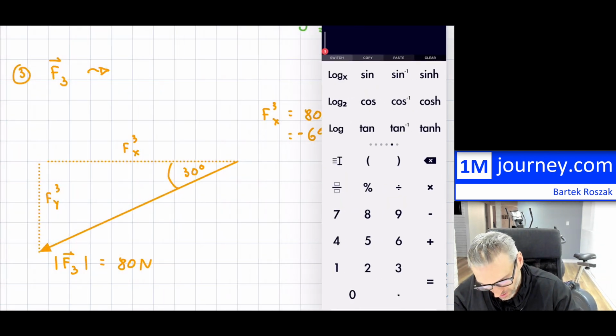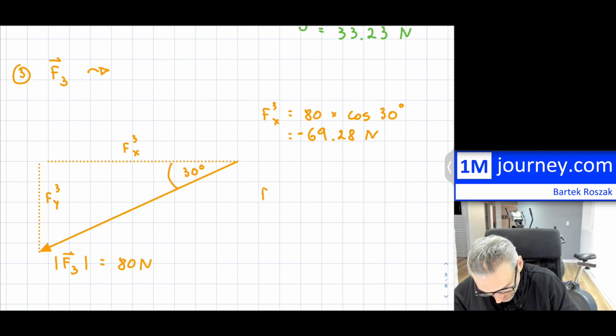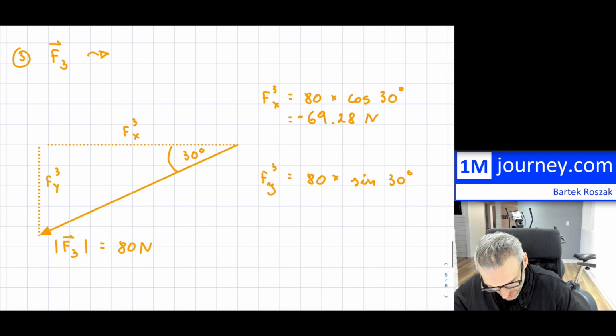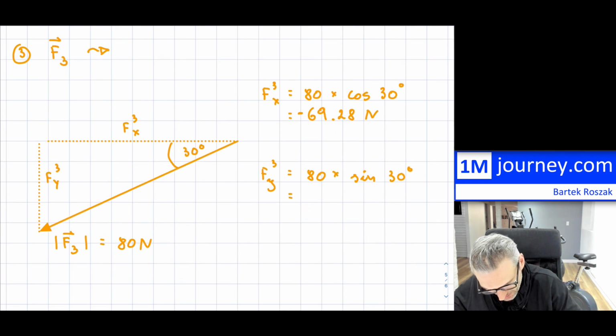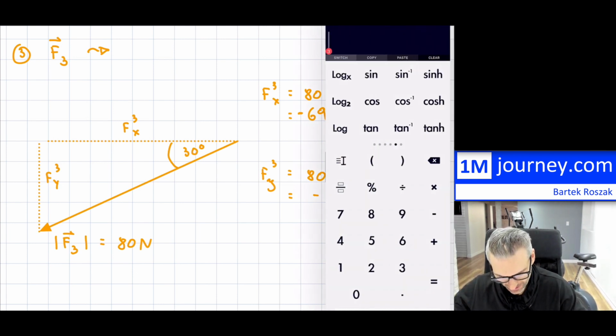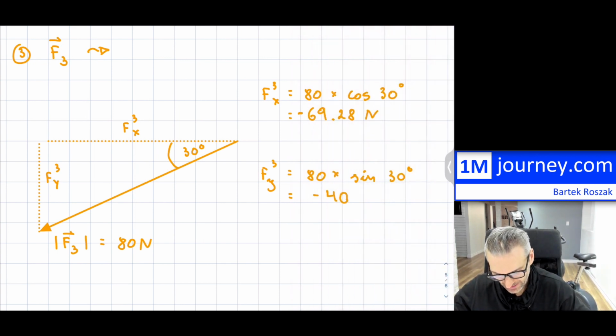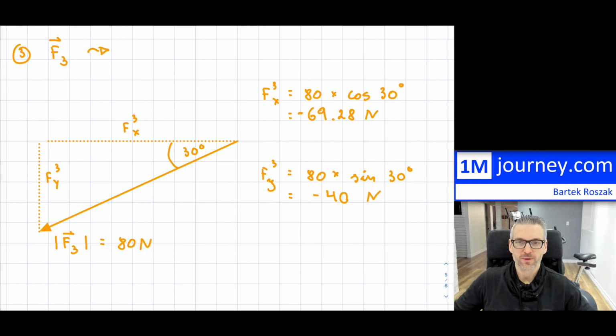Now, my other one is going to be no different. This is Fy for number 3. It's going to be 80 multiplied by sine of 30. Sine of 30 is just a half, so this is going to be 40. This is going to be negative 40, and I'm going to put the negative because it's down. So please recall, sine of 30 is just a half, and then times the 80 that I have in there. So now I have all my components.